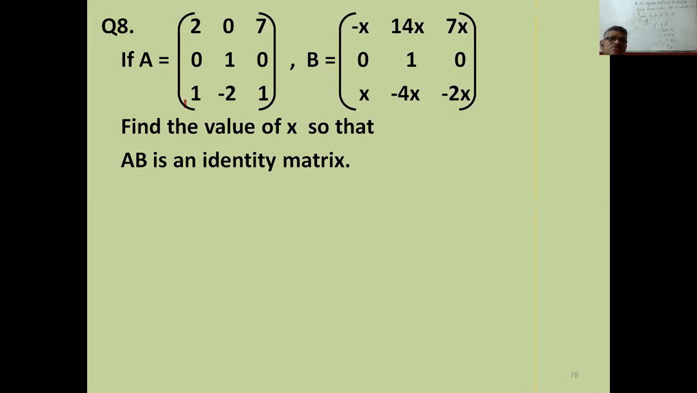Okay, let me ask you a question. If I wait for a minute, can any of you respond with your answer, if you have pen and pencil, or simply if you calculate? A is a matrix, B is a matrix, both are 3 by 3 matrices. Find the value of x so that AB is an identity matrix. If AB is an identity matrix, then find the value of x.